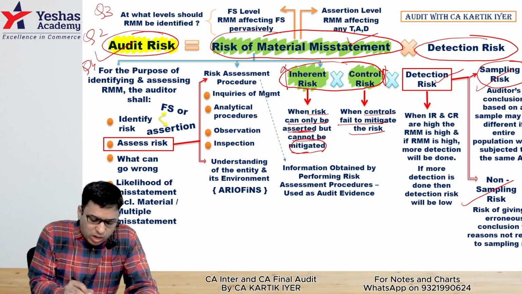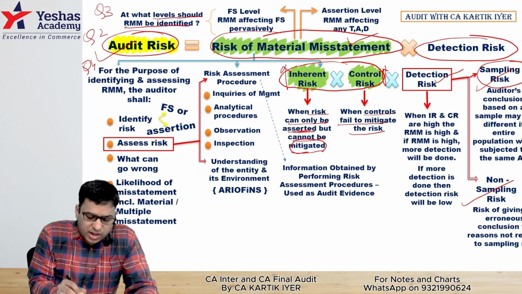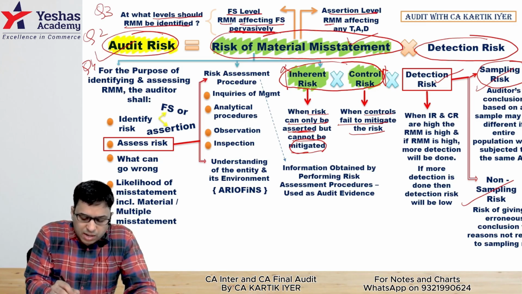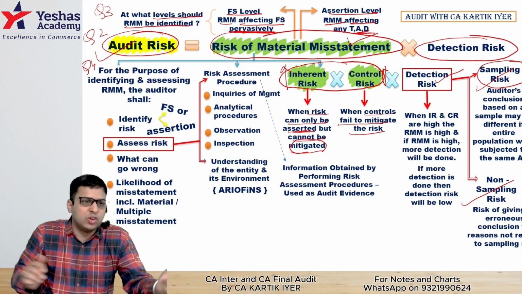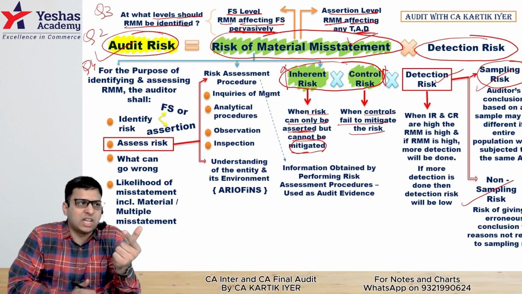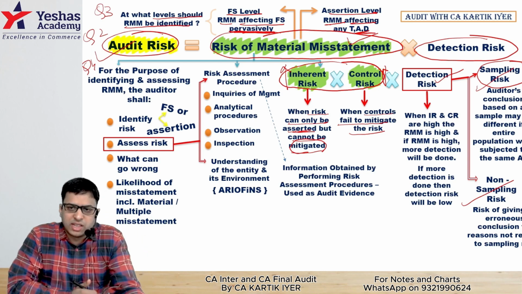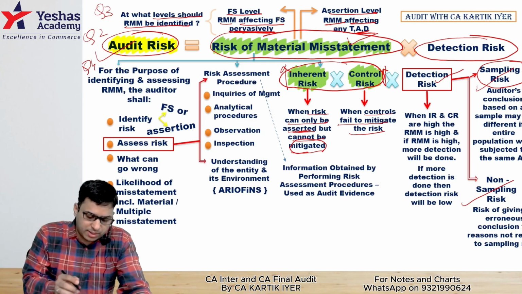Anyone attending class will understand how the flow is very clearly. At what levels should RMM be identified? At the FS level, the RMM affecting the FS pervasively, and at the assertion level, RMM affecting any TAD. TAD we know very well is transaction, account balance, disclosures, which means P&L account, balance sheet, notes to accounts. Are we there together? Yes or no? That completes this part.